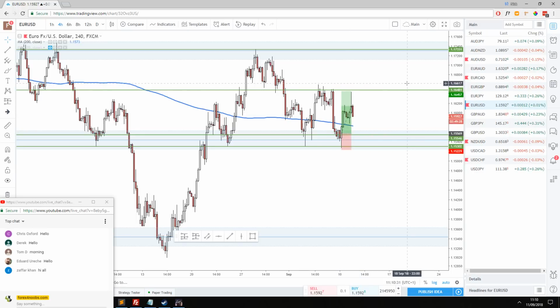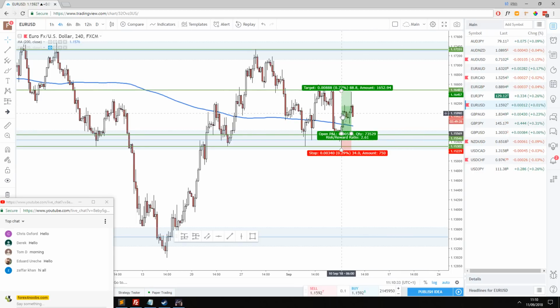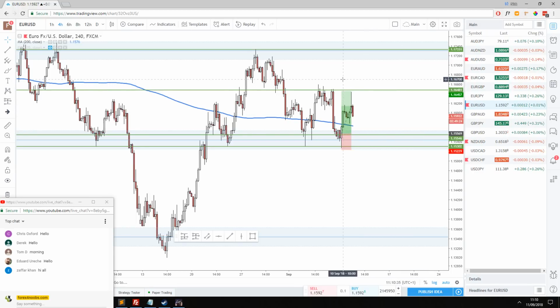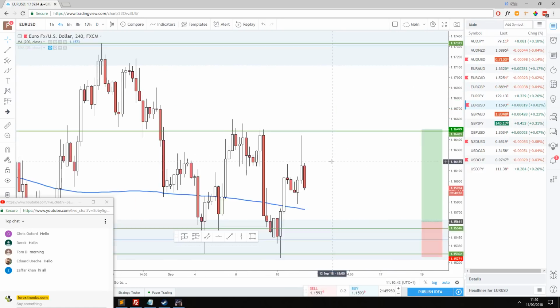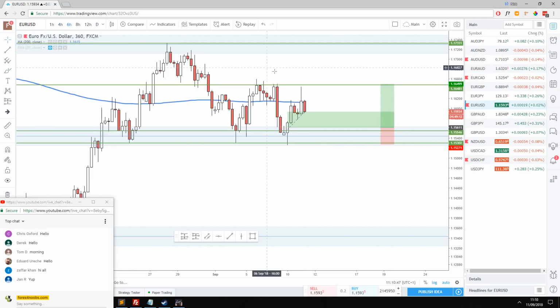USD. There was a lot of you who were long on USD last week. So you were basically, let me zoom in. Who held on to the long over the weekend?